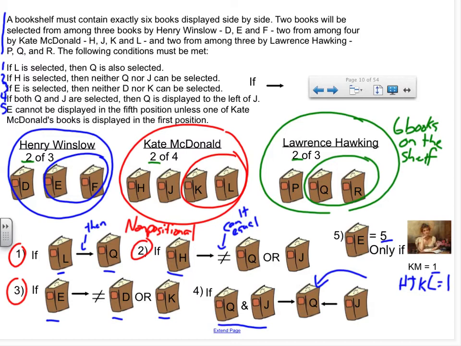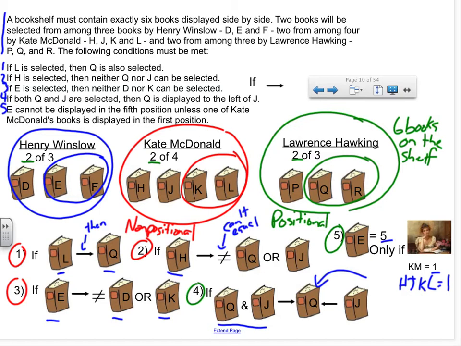So these don't tell us an order of the letters, they just tell us which letters to include, or which books to include and which books not to include, based on the scenarios that each condition gives. They don't give us a position, so they're non-positional. Whereas compared to 4 and 5, these do give us positions, so these are positional conditions.